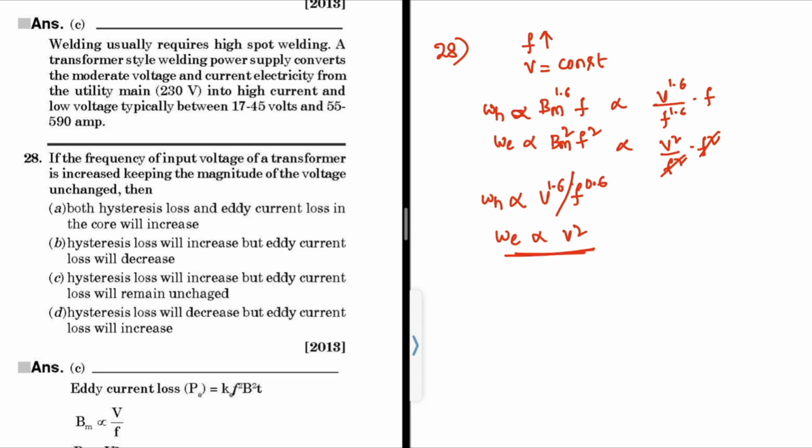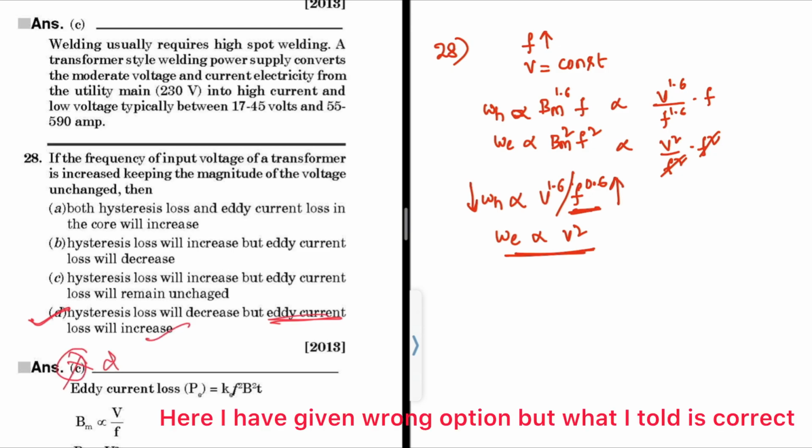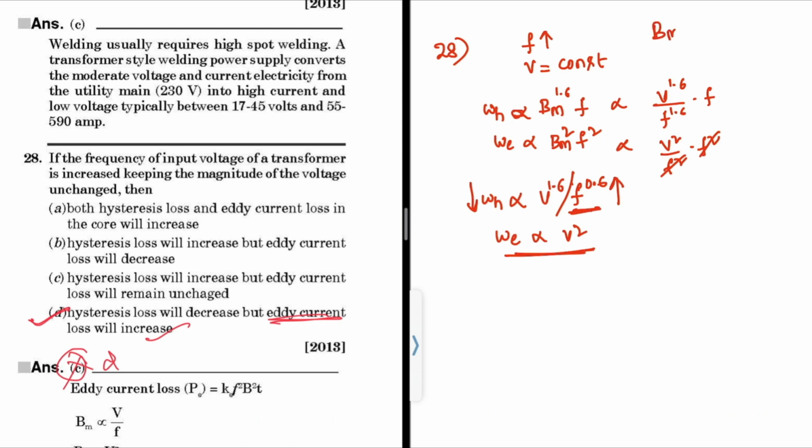Coming to hysteresis loss, frequency is increasing. So hysteresis loss will decrease because those two are inversely proportional to each other. So hysteresis loss will decrease and eddy current loss will stay constant. So here this answer is wrong. Actually, D is the right answer. Okay, so you understood that. So I have written B max is proportional to V by F.